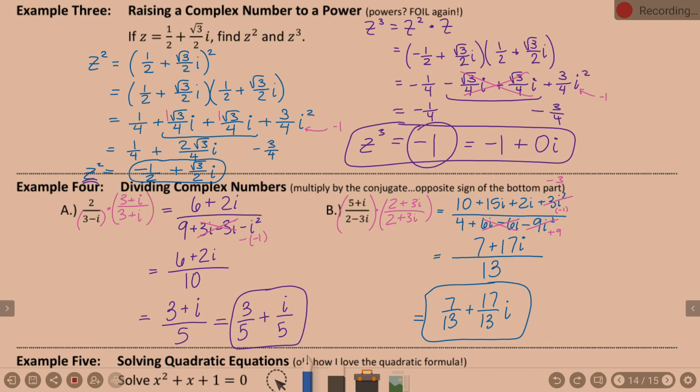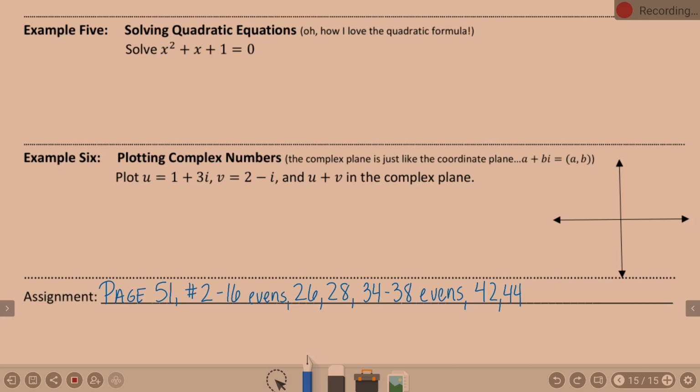Okay, guys. Two more real quick. Example 5. Quadratic. This looks like a problem you would have seen in the previous homework. There's no i's. So we're solving the quadratic equation, x squared plus x plus 1 equals 0. If you were to try to factor this, it's not going to factor. I can't get a product of 1 and a sum of 1. That's impossible. So when you can't factor, your backup plan is the quadratic formula.